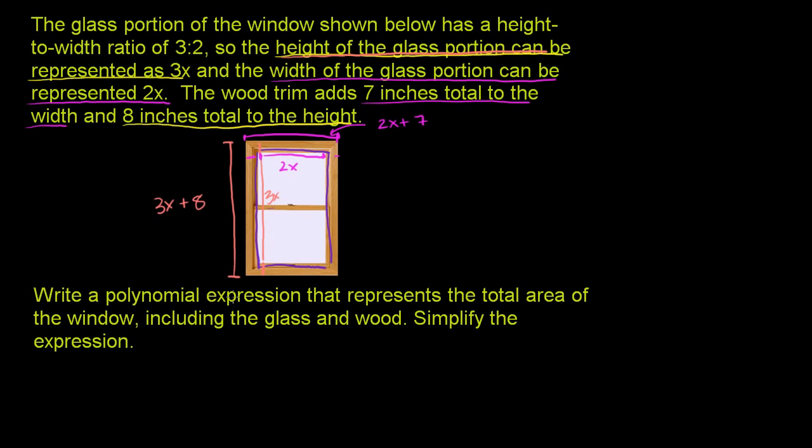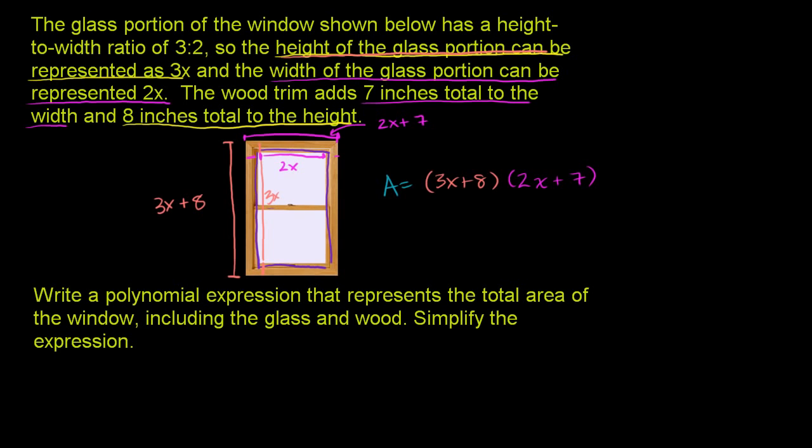Now, what they want us to do is write a polynomial expression that represents the total area of the window, including the glass and wood. Simplify the expression. The total area is just going to be the height times the width. So let's write that down. The area is equal to the height, which is 3x plus 8, times the width, 2x plus 7. And that is the expression. We haven't written it as a polynomial, we've written it as a product of two binomials. If we want to simplify it, we can just multiply it out.